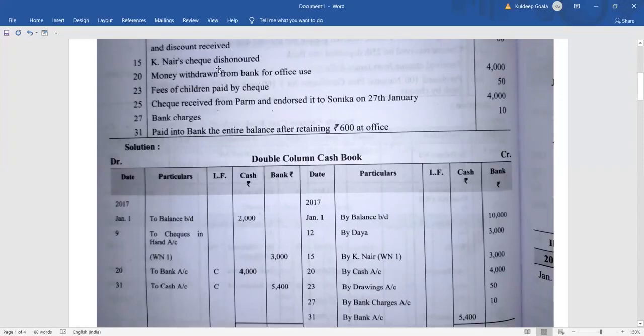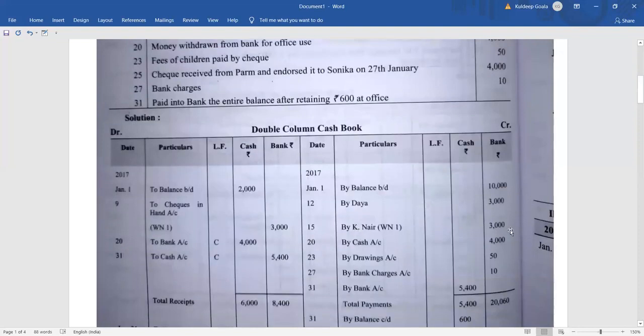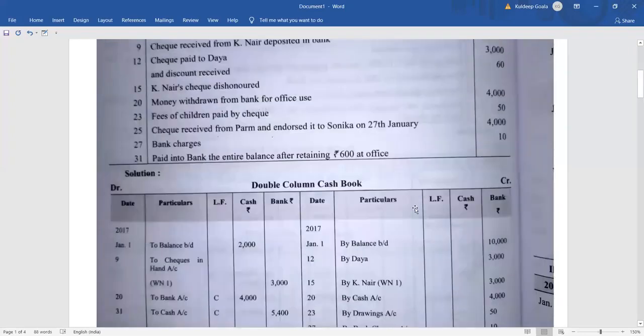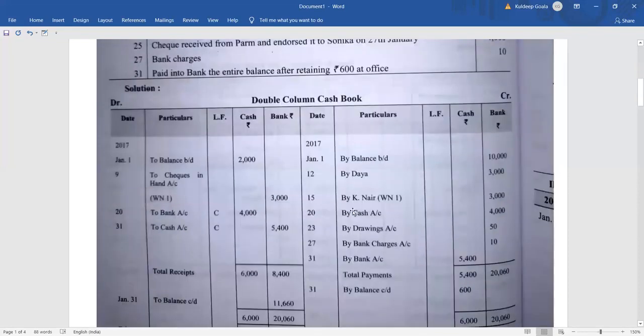KNIR again will be made debtor since his check was dishonored, right? So again we'll make him debtor. So KNIR debit to bank account, because bank is decreasing, so bank will be credited again. So bank is credited here, by KNIR in the bank column 3000, right? Our money decreased. We thought the money would come, but the check was not accepted, so again the money decreased. Earlier we had increased it. You can see here on 9 we have check in hand, we deposited 3000, it increased the bank balance. Writing on the debit side increases it, right? But now what happened on 15? It is dishonored, so it again decreased.